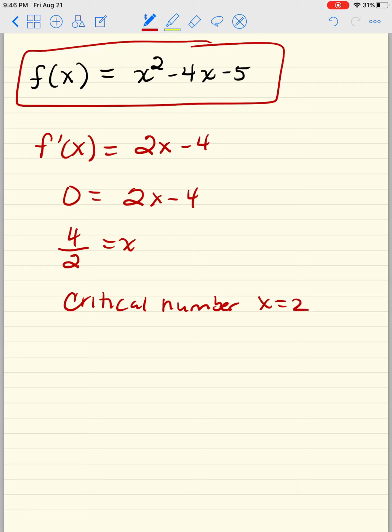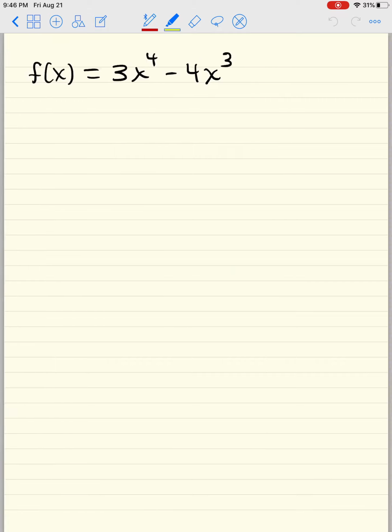Okay? That means that there may or may not be a maximum or minimum value there. There may or may not be a max or min, but this is great because we must check. Okay, in our next video, we will discuss if 2 is a max or a min, okay? Or neither. Let's try one more because this video is only on finding critical numbers.